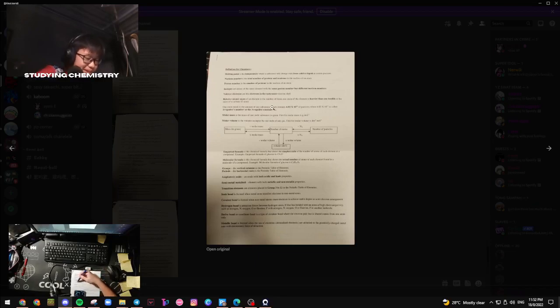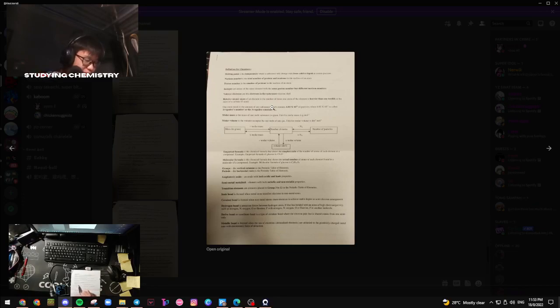1 mole is the amount of any substance which contains 6.02 times 10 to the power 23 of particles, where 6.02 times 10 to the power 23 is called Avogadro's number, or the Avogadro's constant, Na. Molar mass is the mass of 1 mole of substance in grams. Unit for molar mass is gram mole to the power -1.